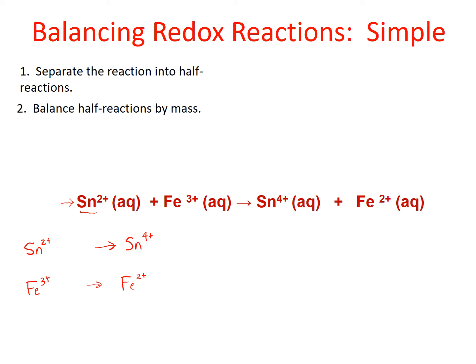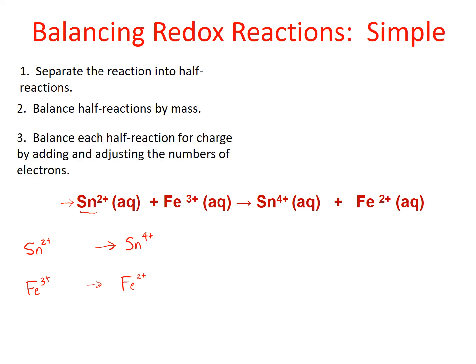Okay, now once you ensure that your two half reactions are mass balanced, we're going to actually balance these in terms of charge. And what that means is we just want the same total charge on each side of the arrow for each of these half reactions. So I have a +2 for that first half reaction on the left-hand side and a +4 for that charge on the right-hand side. Well, that's very obviously not the same.